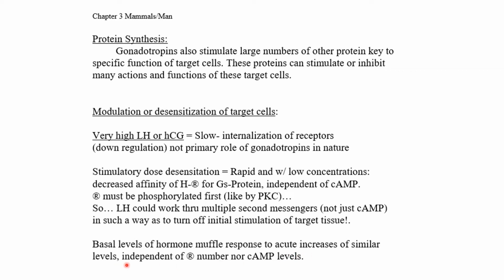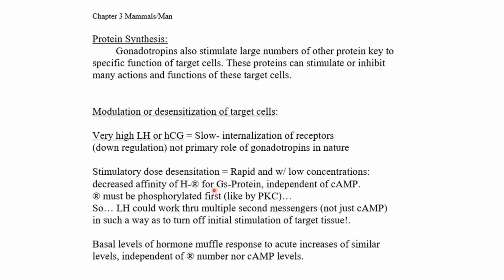So there's 3 points on this slide. First, very high levels obviously will downregulate the target cells, and this tends to be a slow process. However, stimulatory doses also desensitize or downregulate the response, and this tends to occur a little bit faster and at much lower concentrations. And usually what happens is the hormone receptor complex and G protein affinity for each other decrease, and so there's no method to carry on the system. If you don't have G protein attached to this receptor, it's not going to respond. Kind of like we talked about with GnRH.